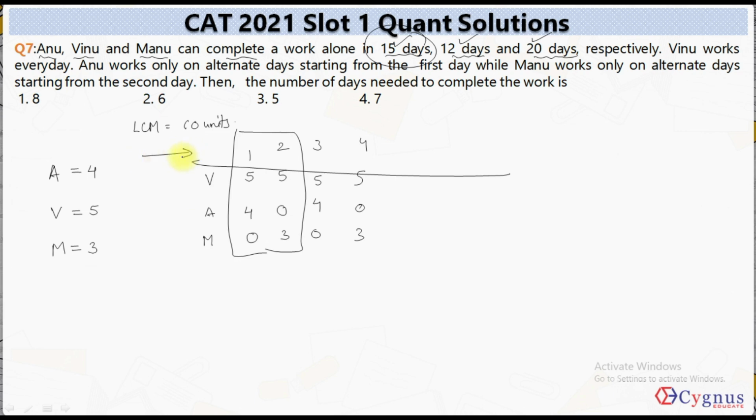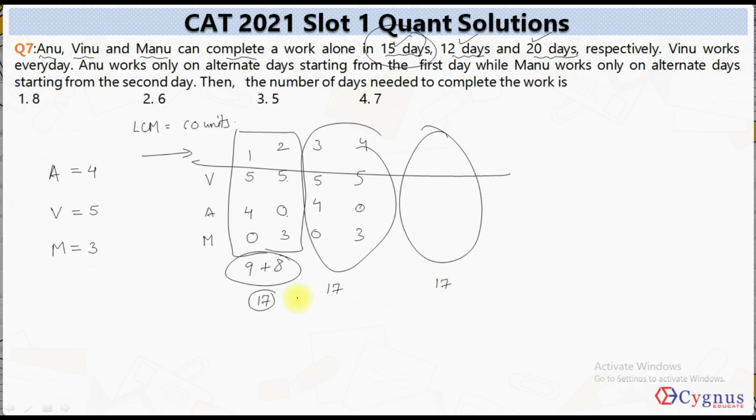So let's try to calculate their 2 days' work. This is 5 plus 4 plus 0, that is 9. 5 plus 0 plus 3 is 8. So together they can do 17 units of the work in every 2 days. So they'll do 17 units of the work on the first 2 days. Next 2 days, again they'll do 17 units. Next 2 days, again they'll do 17 units. 17 plus 17 plus 17, that makes 51. So I can say that they've already finished 51 units of the work in how many days? 2 plus 2 plus 2, 6 days.